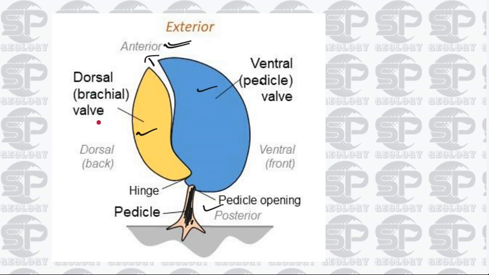The dorsal valve is called the brachial valve. So you put a dorsal side, a ventral side; this is anterior, this is posterior. The valves join on the posterior side, at the hinge line.